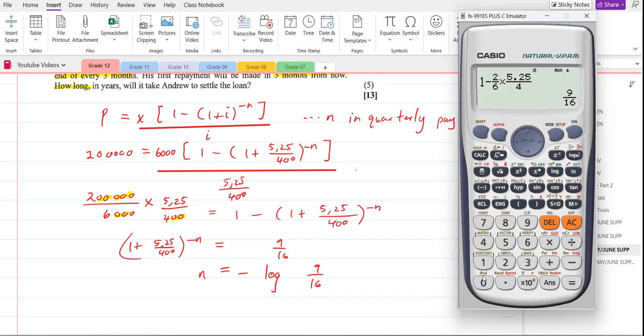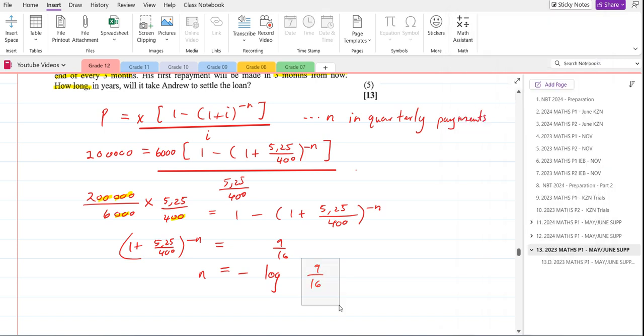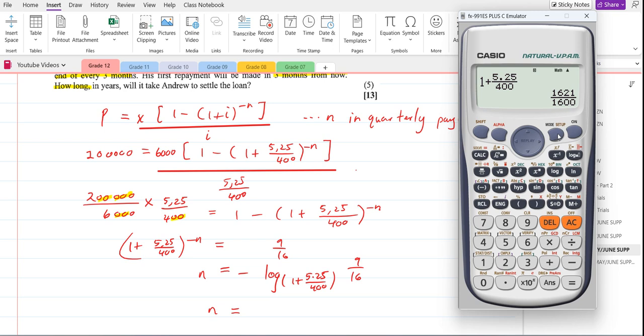What is 1 plus 5.25 over 400? Maybe you get a nice fraction. 1621 over 600. Nah, I won't take that. I'll just keep it as is. Right, so we move that aside. I'm going to say 1 plus 5.25 over 400. Right, so now we're getting n is equal to log. We need to put a negative in the front. Negative log base 1 plus 5.25 over 400, and over there we're getting 9 over 16.